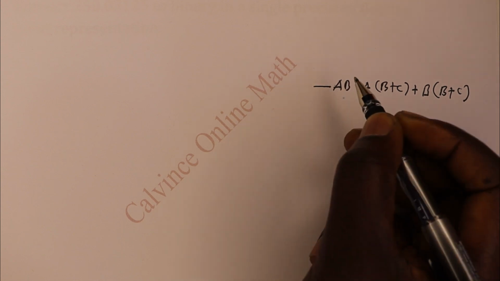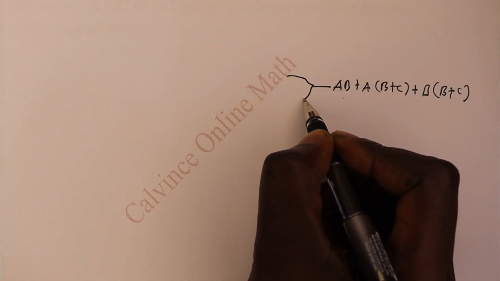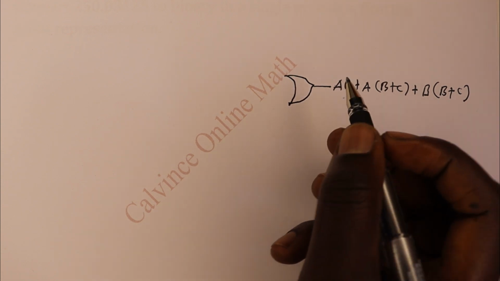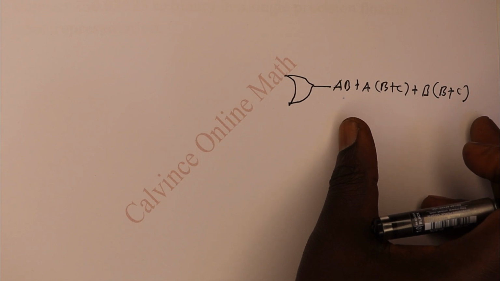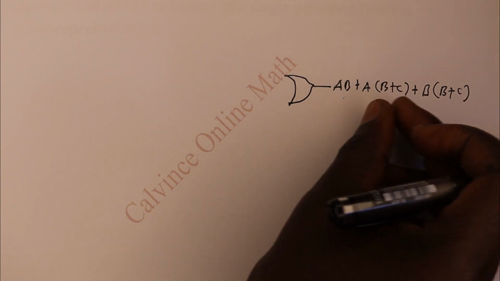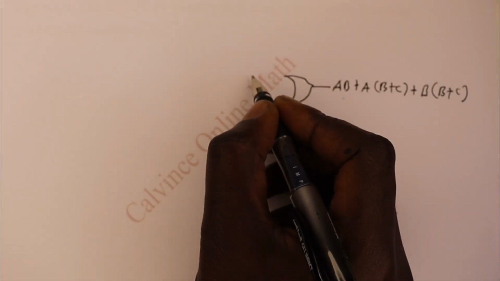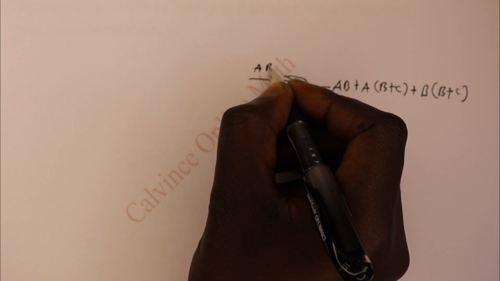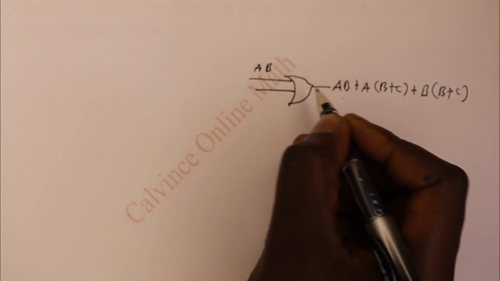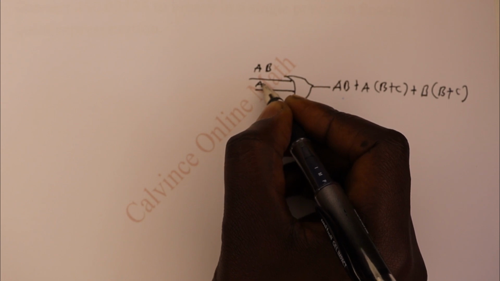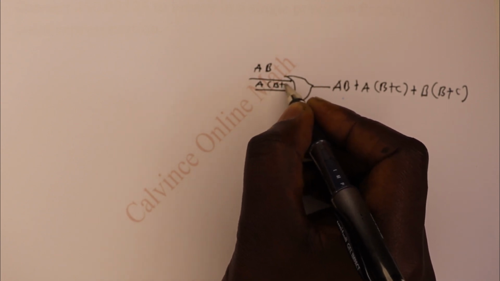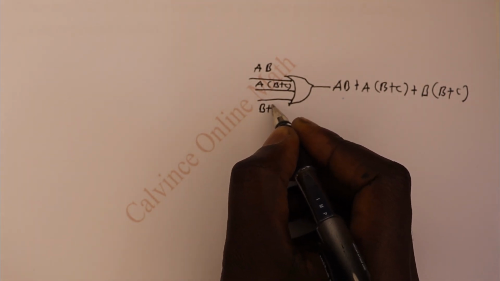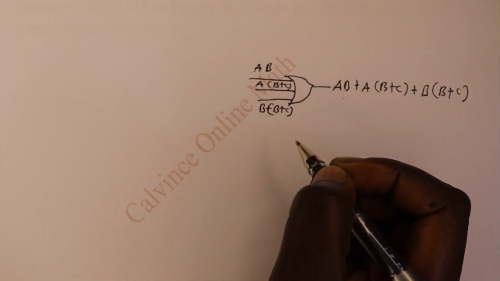So we just draw the symbol for the OR gate like that. And we know that it has about 3 inputs. There were 3 inputs, that's why we have 1, 2, and 3. So the first input could be AB. The second input could be A into (B plus C). And the third input will be B into (B plus C).